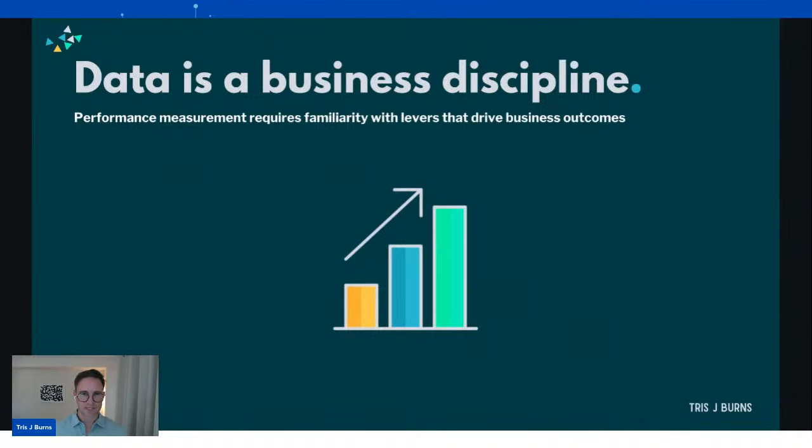And finally, the other reason for me believing that data is a business discipline rather than a technical one is that performance measurement requires familiarity with levers that drive business outcomes. What does that mean? As data people, we need to be very familiar with the data that we are analyzing, with the KPIs that we are producing to stakeholders, in terms of how those KPIs can be tweaked or adjusted or looked at to see what the business outcomes are. If we're not familiar with the business outcomes from those levers, we can't rightfully advise the business with data.